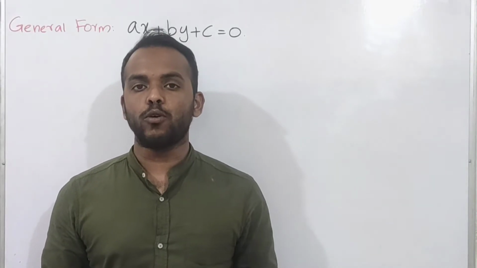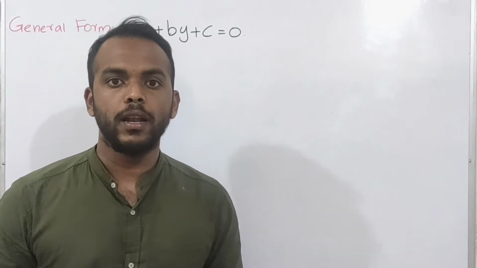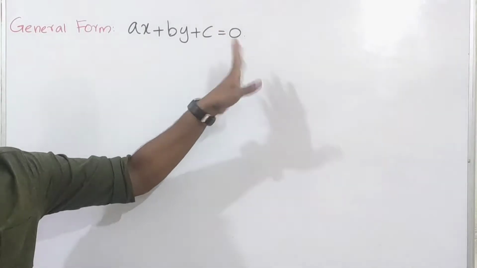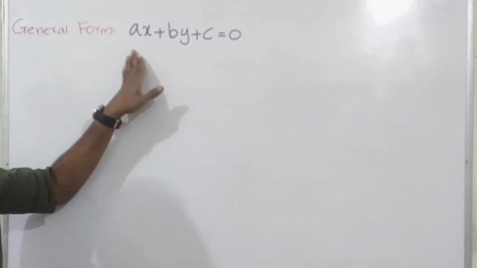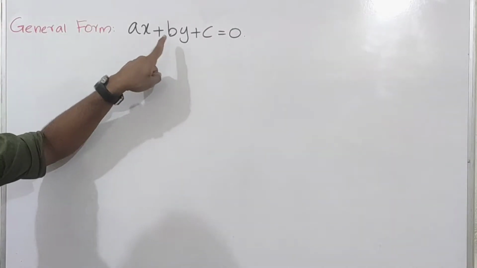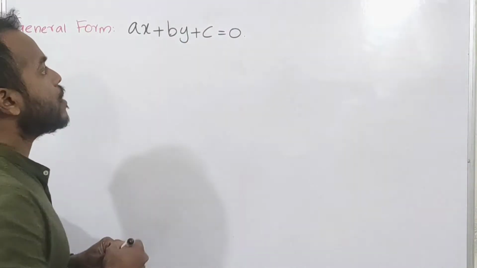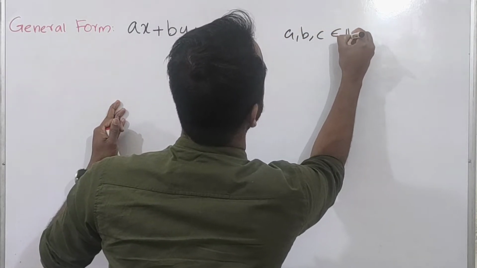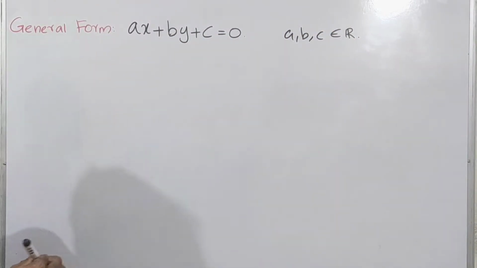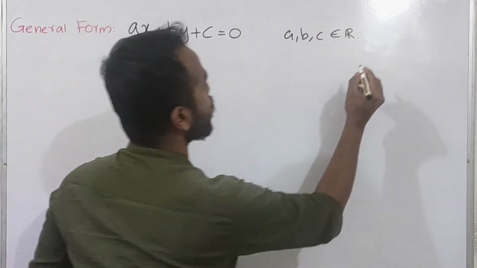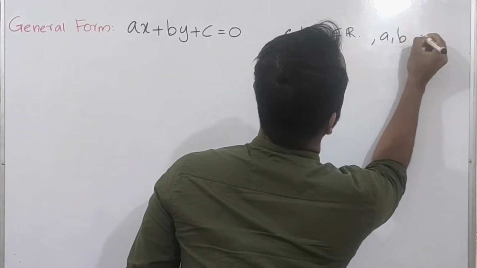This is the general formula of a linear equation in two variables. How does it come? ax plus by plus c is equal to 0. This means there will be two different variables with a, b and c real numbers. All are real numbers, they belong to the set of real numbers. Also a and b should not be 0. That's also a necessary condition.